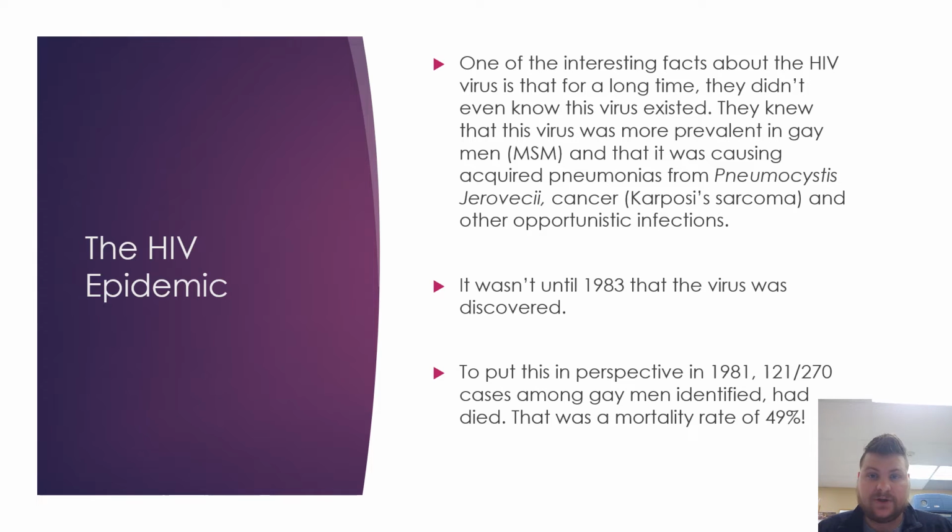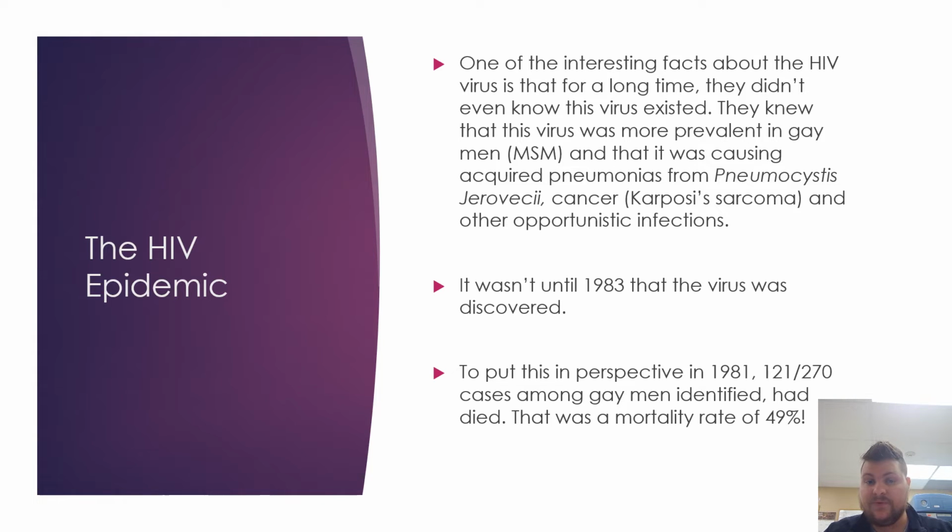So the HIV epidemic. One of the interesting facts about the HIV virus is that for a long time, we didn't even know the virus existed. They knew that this virus was more prevalent within the MSM community, the gay community, and they knew that it was causing an acquired pneumonia from Pneumocystis jirovecii, sorry, I can't ever say it, and that it was causing Kaposi sarcoma in these patients. And then you have these other opportunistic infections that normally people wouldn't develop unless they were having this damaged immune system. It wasn't until 1983 that the virus was isolated and given a name.